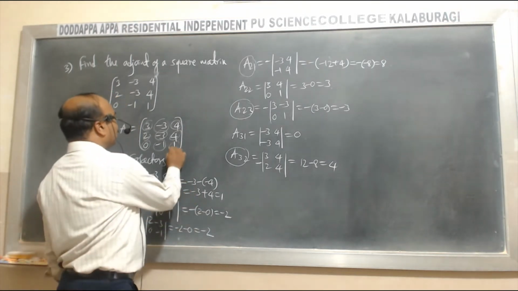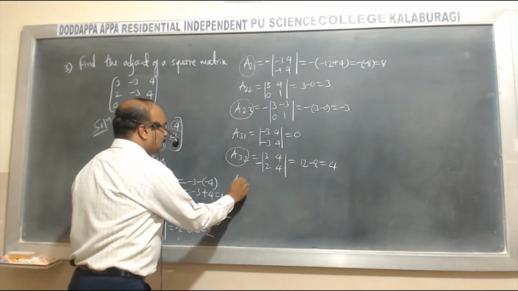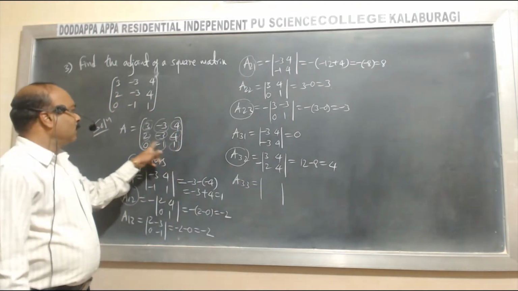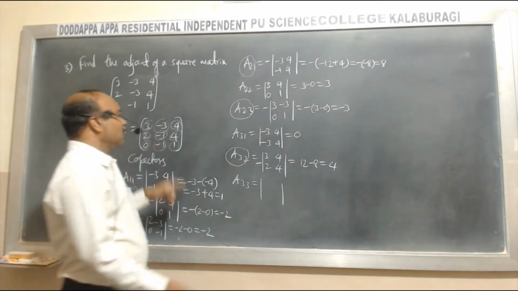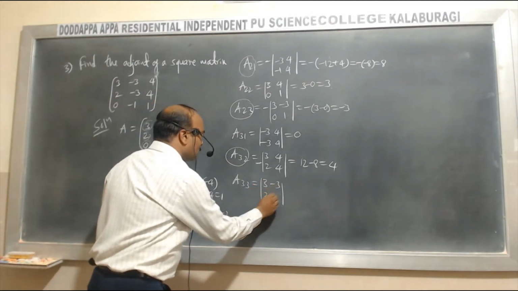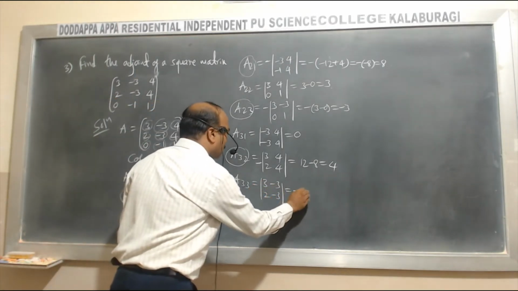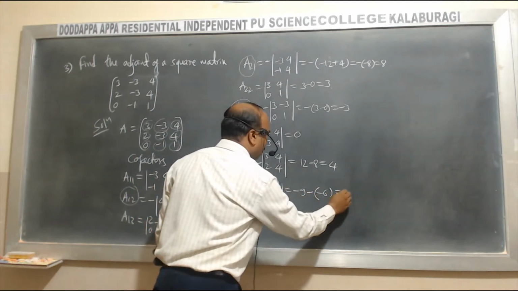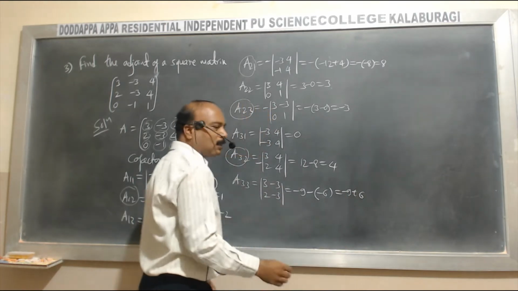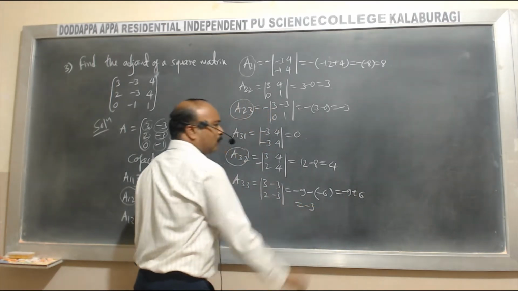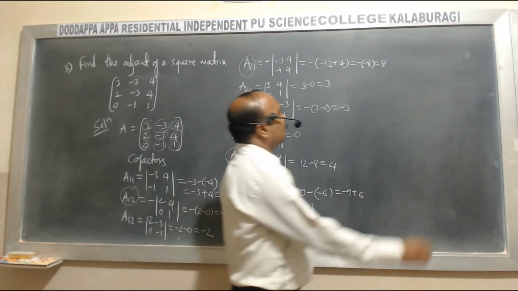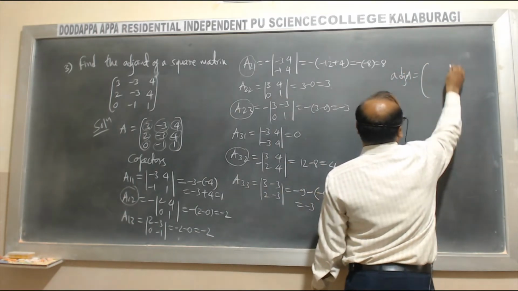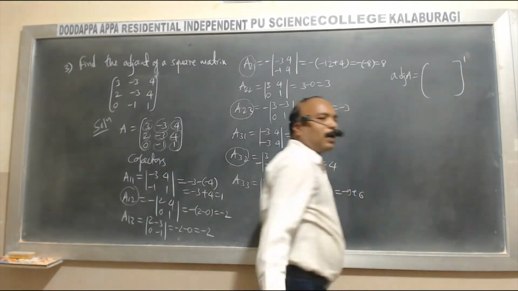Next the cofactor of 1, that is A33, equal to the determinant of, deleting this column and row, 3 minus 3 2 minus 3. So we get minus 9 minus of minus 6. So it is minus 9 plus 6. It is equal to minus 3. Now we go for the adjoint of A. The adjoint of A is the transpose of the cofactors.